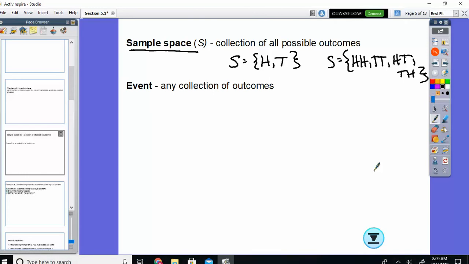An event is just a collection of outcomes. So if I flipped my coin 3 times and I got tails, tails, heads, that's an event. That's what I saw happen.